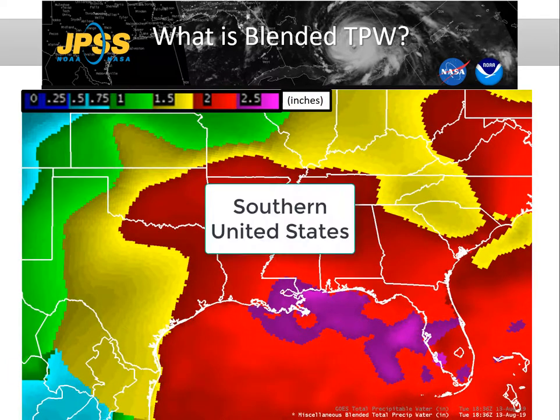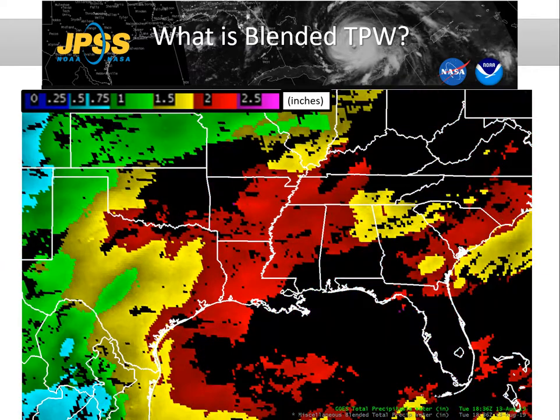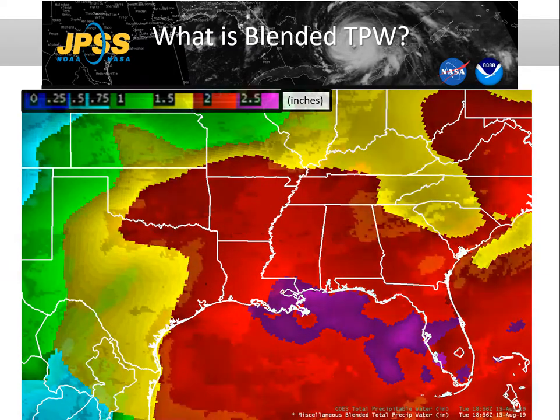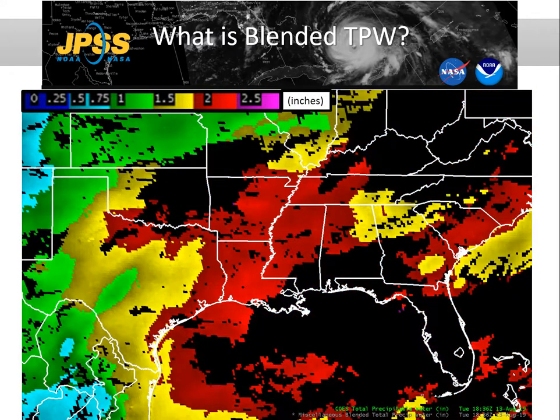Blended TPW can be used in complement to the GO16 TPW product to identify moisture content and moisture distribution. A case example is shown in the southern U.S. on 13 August 2019, where the same color table is applied to both products. As I toggle back and forth, note GO's TPW is limited to clear sky environments. Retrievals are not possible through clouds, and black pixels denote missing data. This makes for a blocky appearance in the imagery.